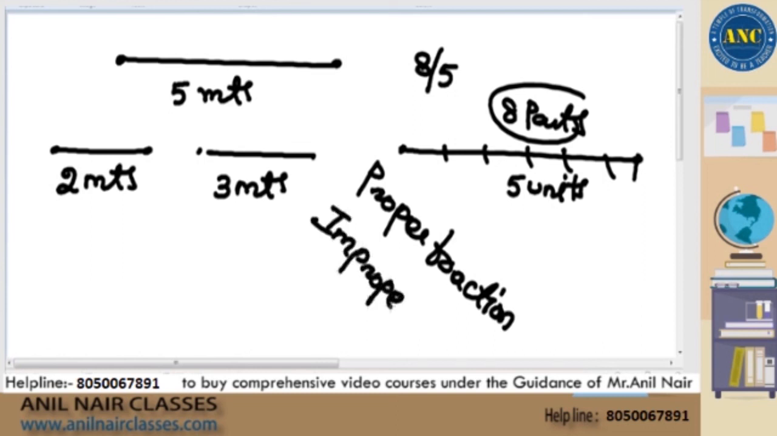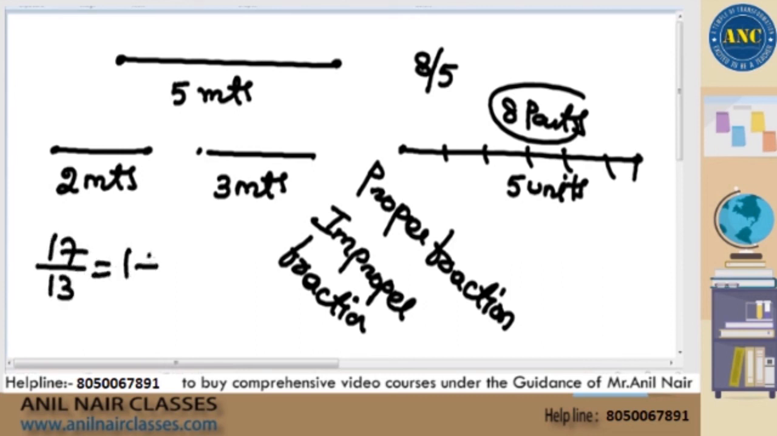One is proper and another is improper. So 17 out of 13, when the numerator is greater than the denominator, that means 17 by 13 means 1 plus 4 by 13. That means out of 13 parts, I require 4 parts. In addition, there is a different identical pizza.